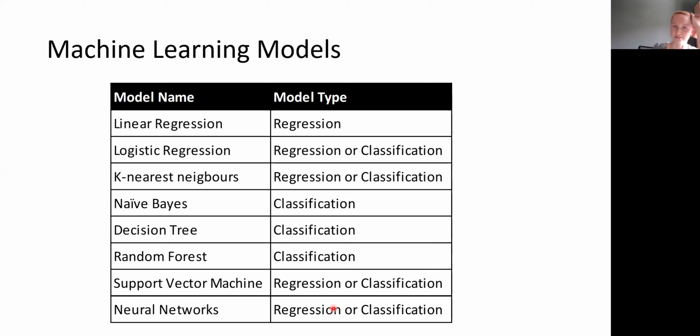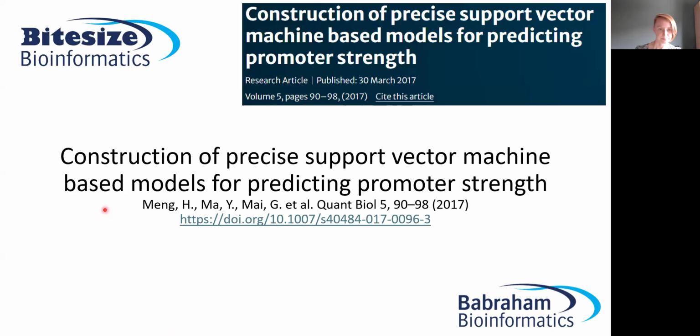These are some of the different kinds of models. We've already looked at linear regression last time. This time we're going to have a look at support vector machines, and we will look at a couple of the others as we go through these sessions.